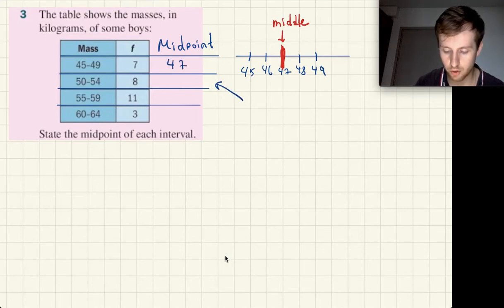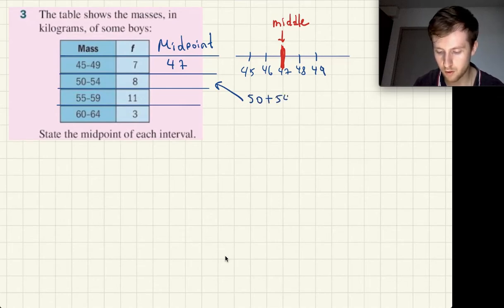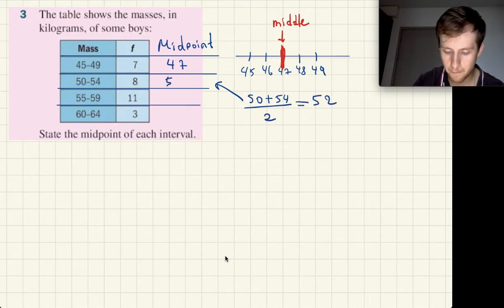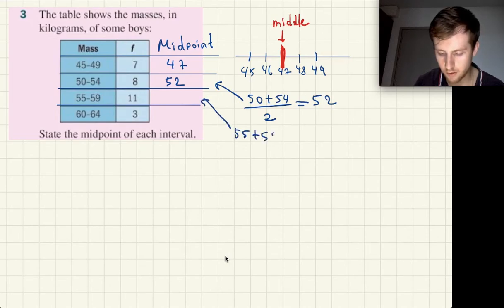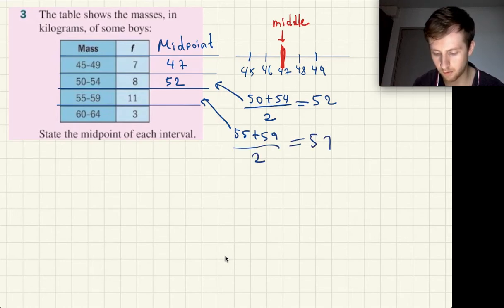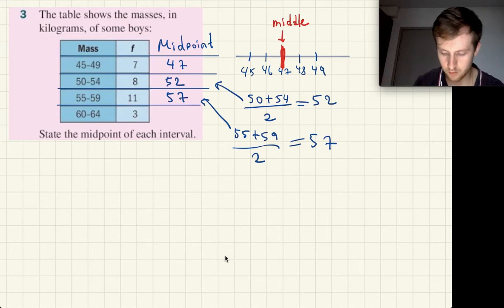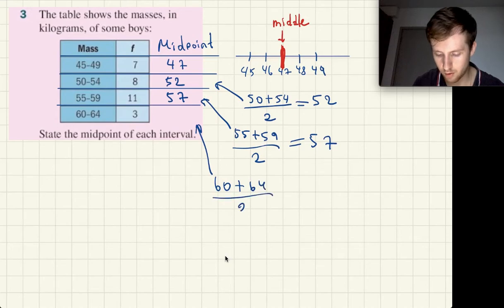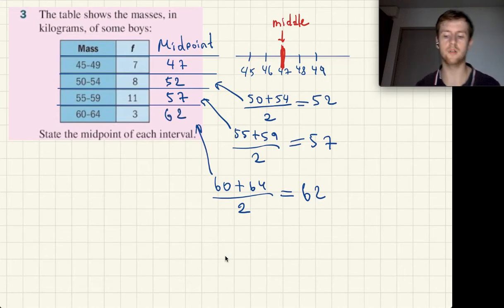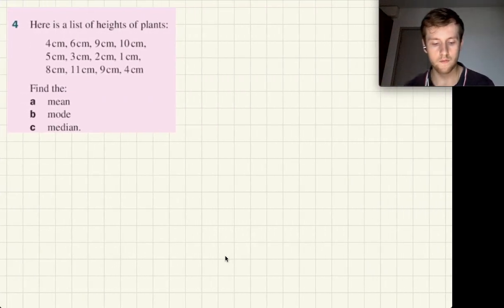Or you can use a calculation. Let's do 50 plus 54 divided by 2, which would be equal to 52. And here we would do 55 plus 59 divided by 2, which would give us 57. And the last one, we would do 60 plus 64 divided by 2, which is equal to 62. These are our midpoints for every interval. And this is the last one.